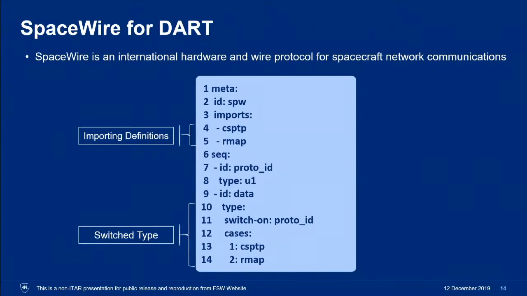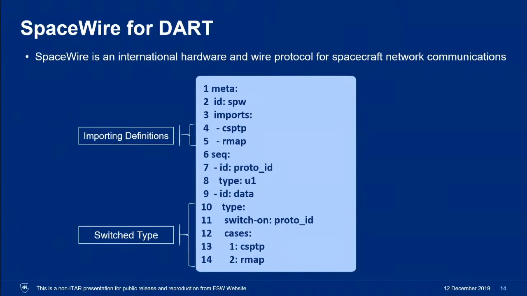And now we're getting to the packet layout a little bit, where the first thing defined is a protocol ID. This is a defined part of Spacewire that defines what the rest of the message is. So in this case, we'll go down to the data now. That's 1 byte long, and the data is a type that is switched on the protocol ID. What that means is that it looks at that protocol ID, and based on what it is, we'll dissect the remainder of the message as a CSPTP or RMAP message.